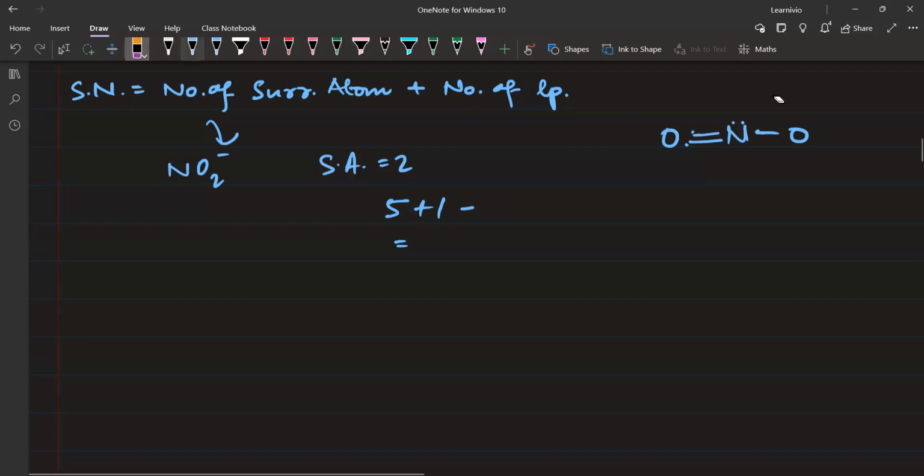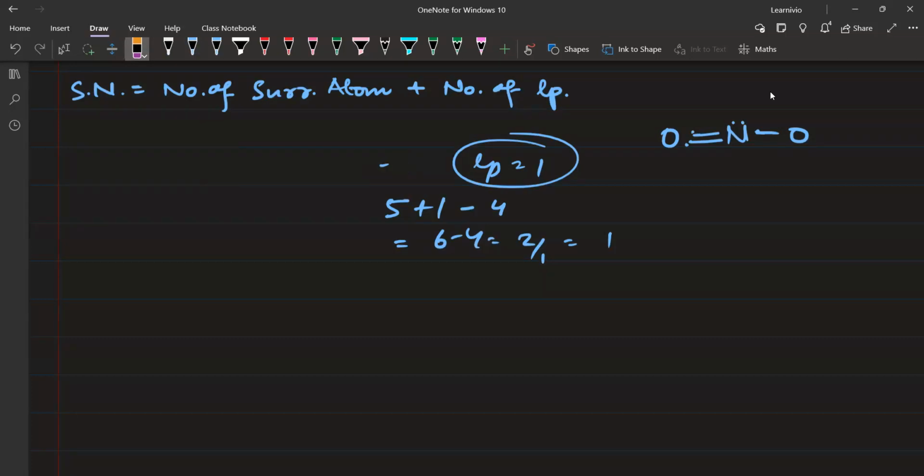ऑक्सीजन के लिए आप 4 ही ले लीजिए, क्योंकि नेगेटिव चार्ज है ना, तो वो आपको बैलेंस हो जाएगा. तो 5 plus 1 will be equal to 6. 6 minus 4 will be equal to 2 by 1. तो आपके पास एक लोन पेयर आ गया. Surrounding atom 1, lone pair it is equal to 1. Now you can calculate the steric number is equal to 3. ठीक है, तो इस तरह से.